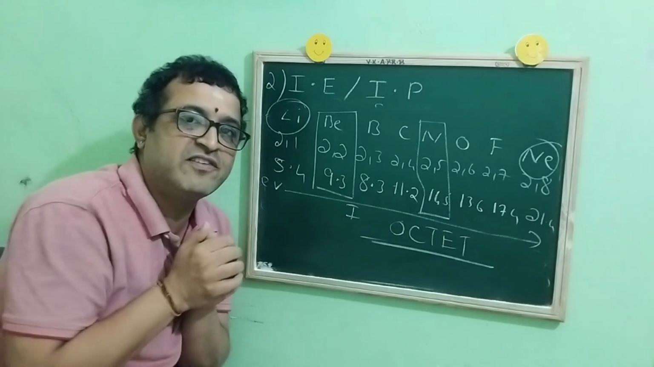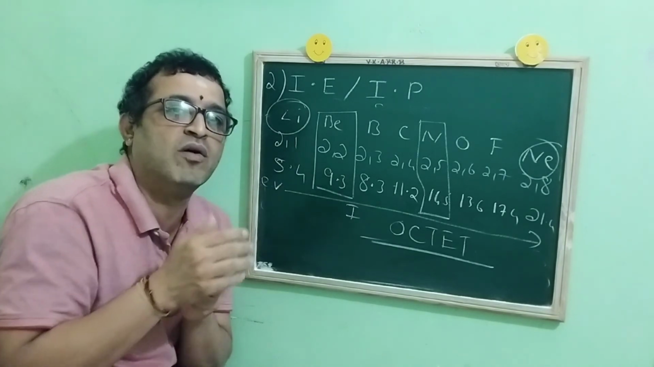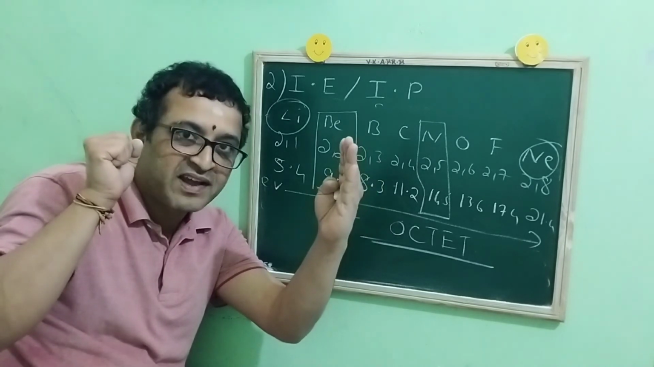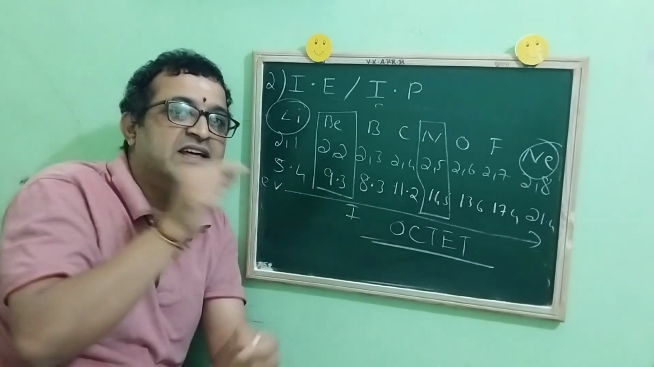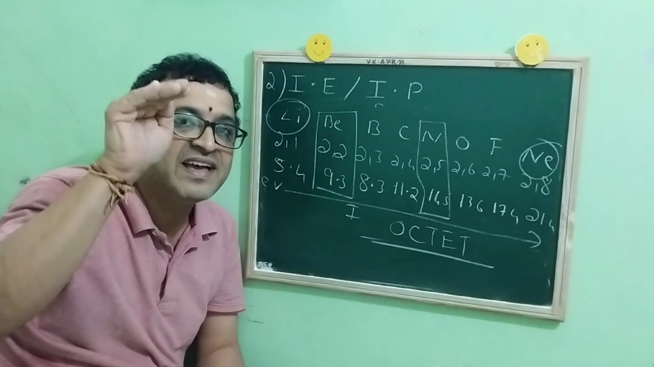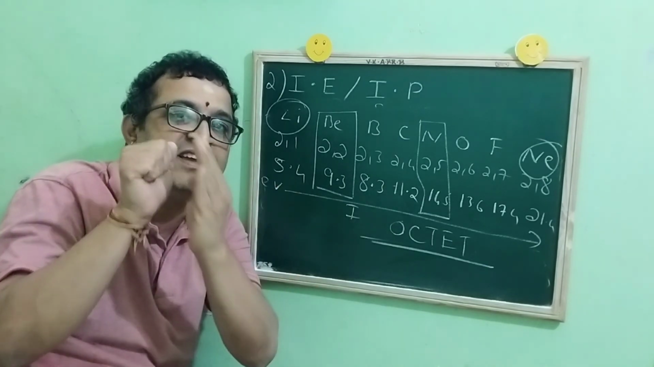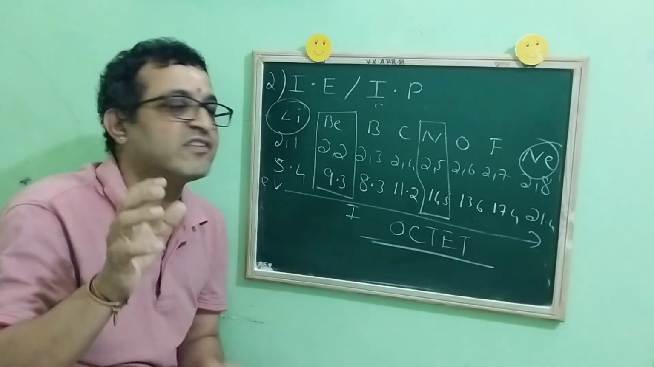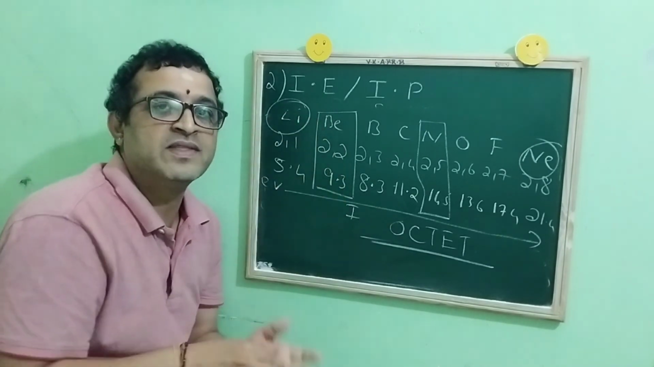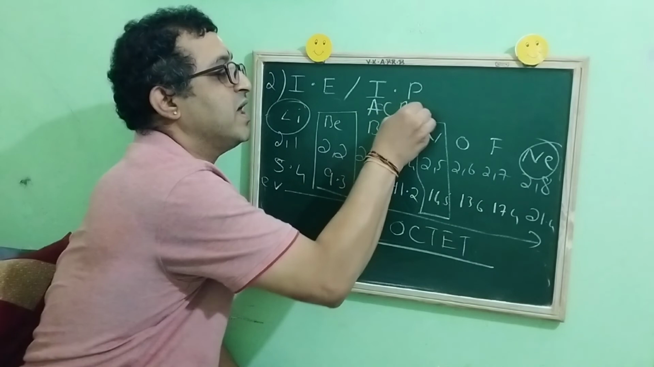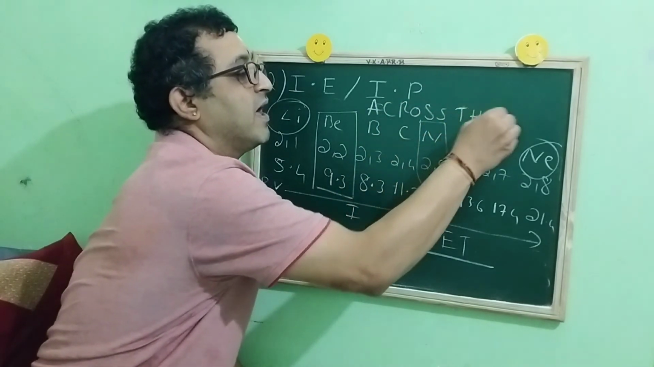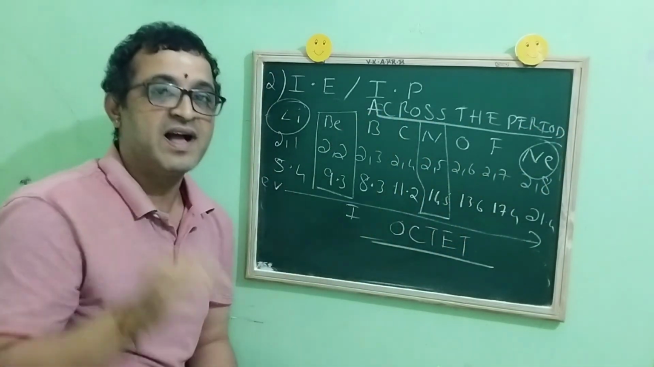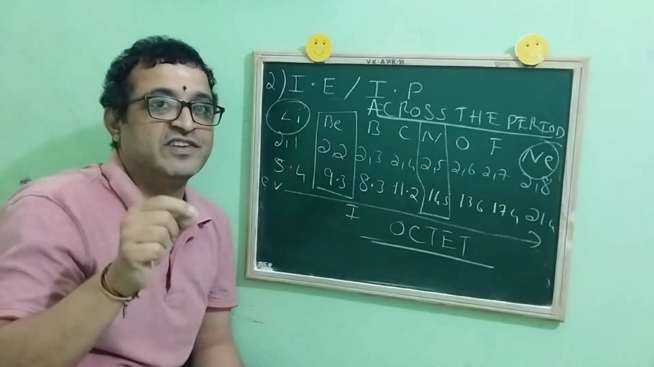So why is the ionization energy of lithium very low? Because of its bigger what children? Size. Bigger the size, the energy you need to supply is less. Smaller the size, the energy you need to supply is what? More. So this is how the ionization potential varies across the period. I think you have understood this.